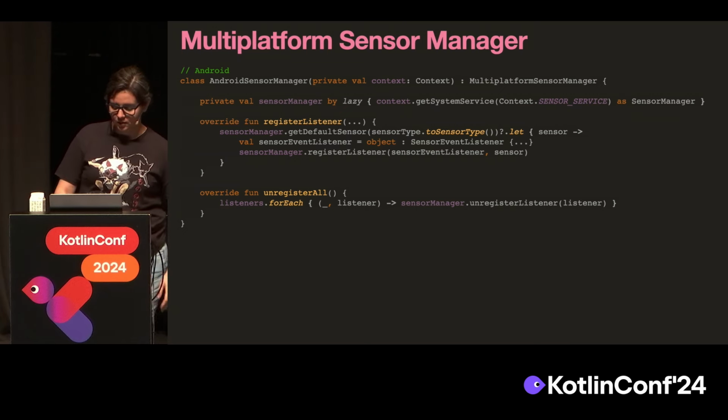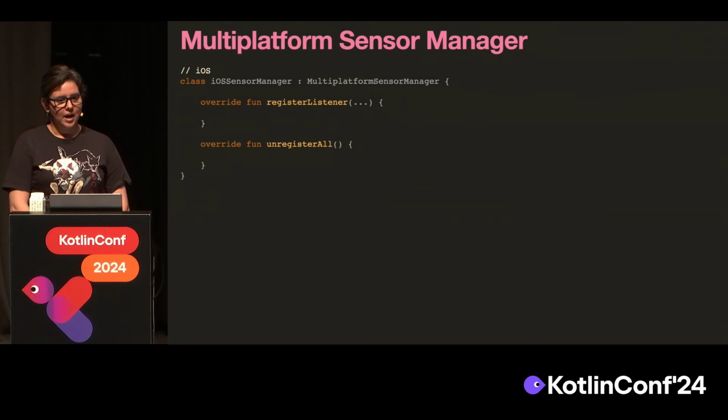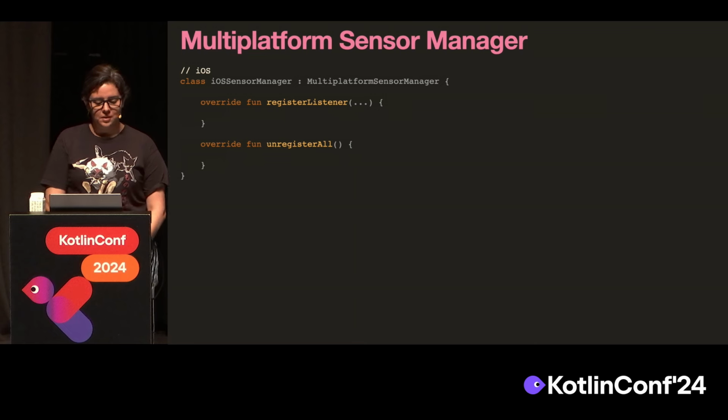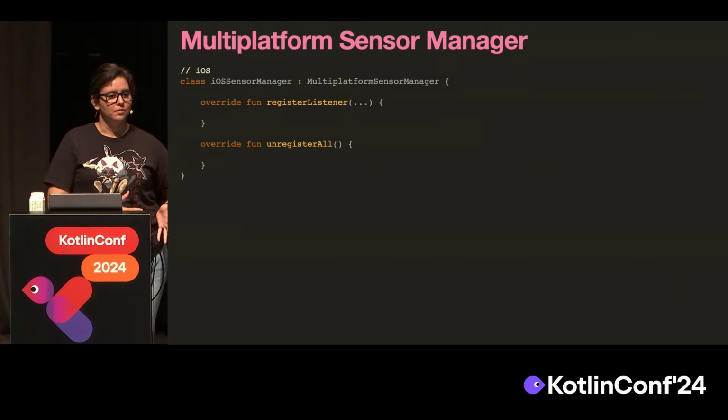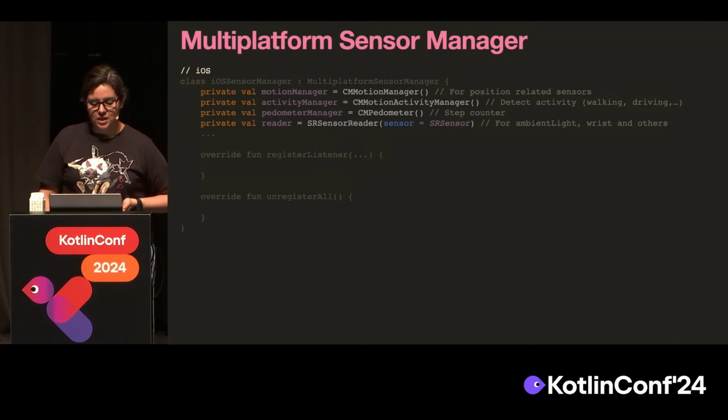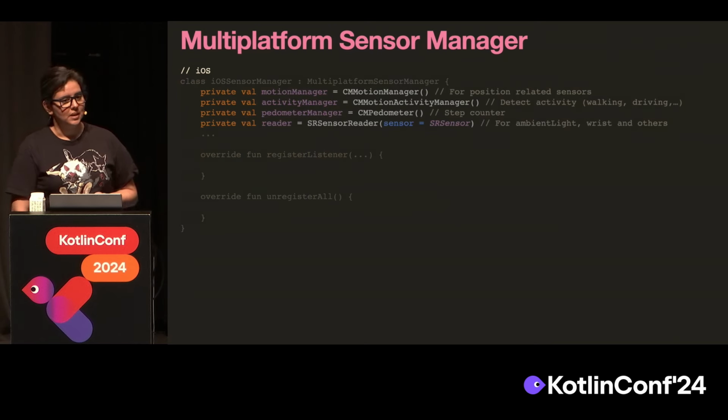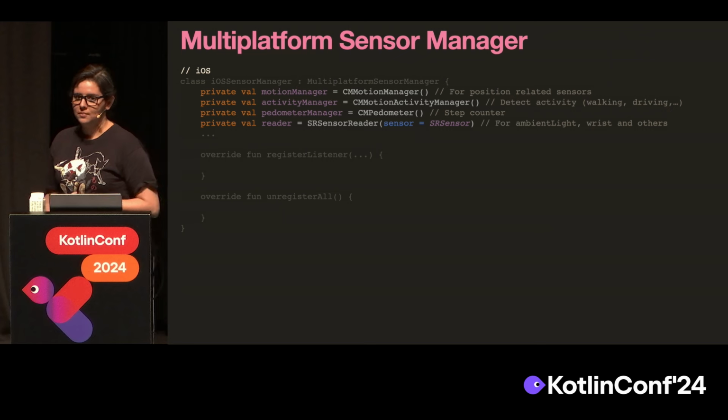That's it. So let's take a look at how iOS does things. Something that I found surprising when I jumped here is that, in contrast to Android, which only has one point of contact for sensors, iOS actually has one manager depending on the type of sensor that you want.